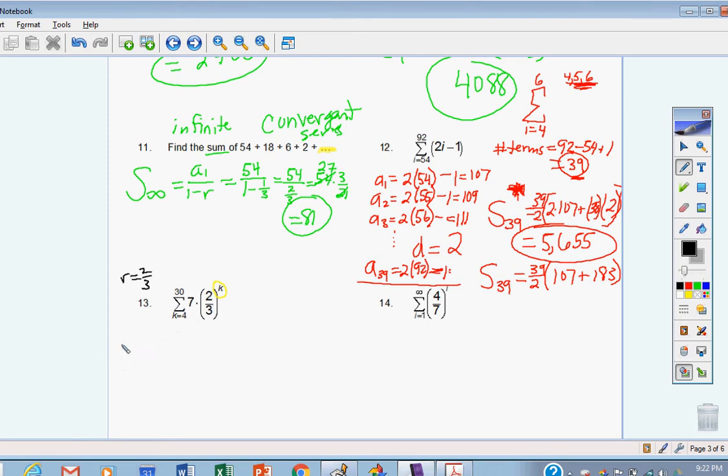All right, so here's the thing though. If I want to lay this out, if I wanted to find my first term, remember that's putting in a 4, so I would have 7 times 2/3.